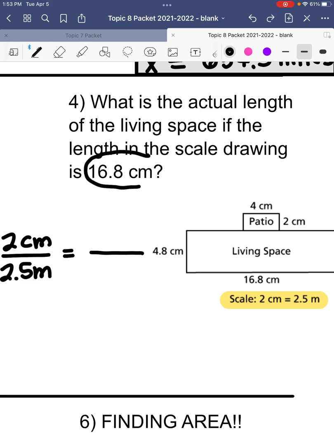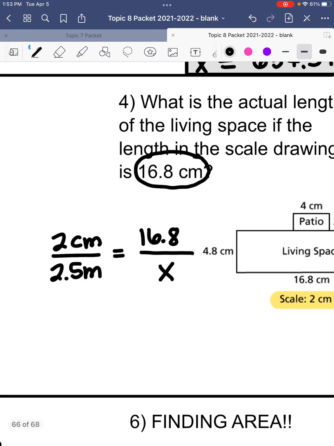So where do I put something that has centimeters? Well, the way I set it up is to put centimeters on top. So I'm going to put 16.8 right here, and we're trying to figure out the number of meters the length of that living space is. So I put my x on the bottom. So now I'm ready to cross multiply.